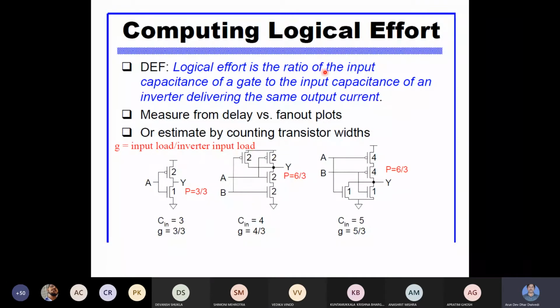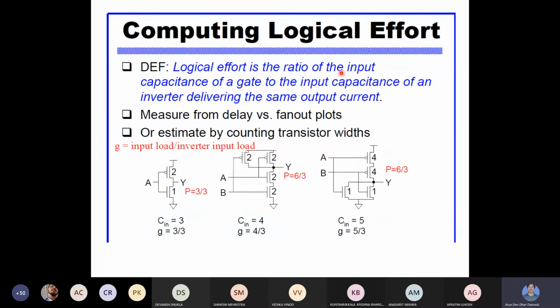So logical effort is the ratio of the input capacitance of a gate to the input capacitance of an inverter delivering the same output current. Basically, for every gate we can simplify the circuit with an equivalent inverter, which I discussed in the beginning in CMOS logic. Later on we will also discuss how to convert any gate into an equivalent inverter circuit, in which the same current is flowing.